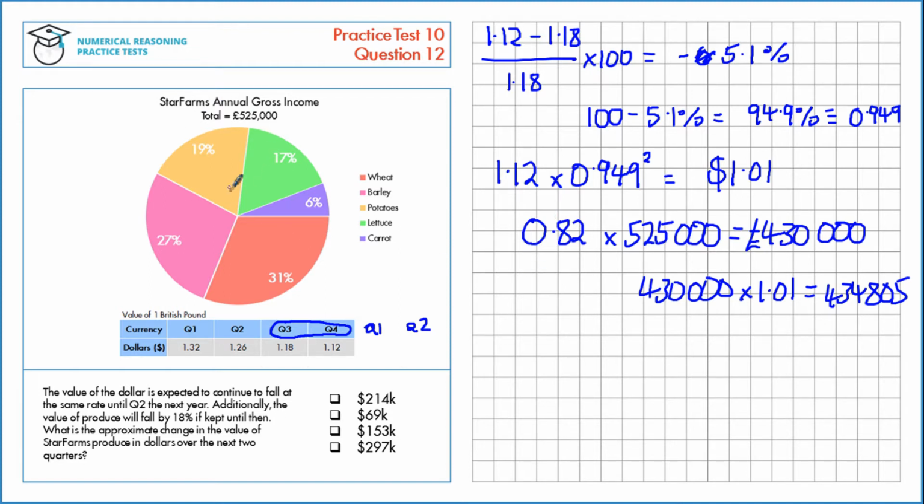Alternatively, we could have just found the value. We want to find the value for Q4 this year, so we're going to use this figure and this exchange rate, which is 525,000 multiplied by 1.12, which is 588,000. Now all we need to do for the last part is find the difference between these two values, which is 153,000.